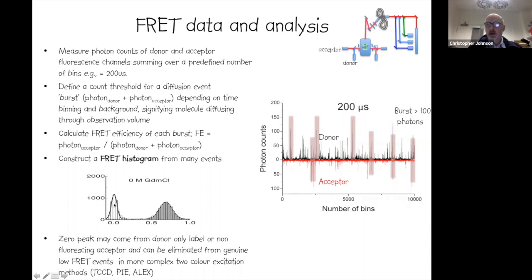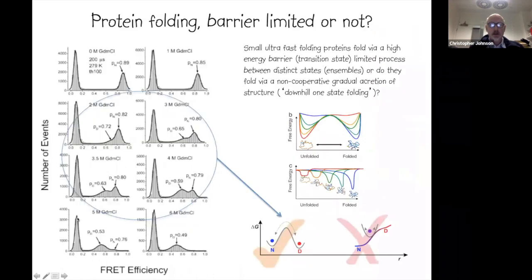Why would you want to do that? Well, the possibility is that the population of molecules that you're interested in have a low FRET or close to zero FRET. So therefore you want to be able to eliminate any of the counts that arise from this, the spurious counts that come from the donor-only molecules.